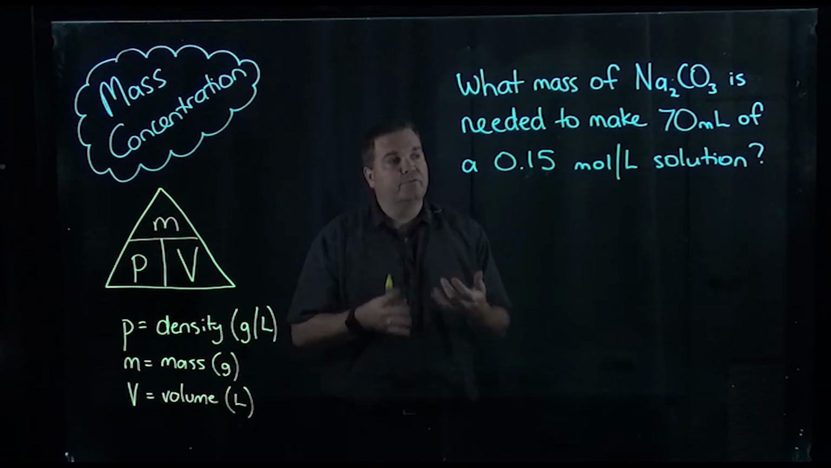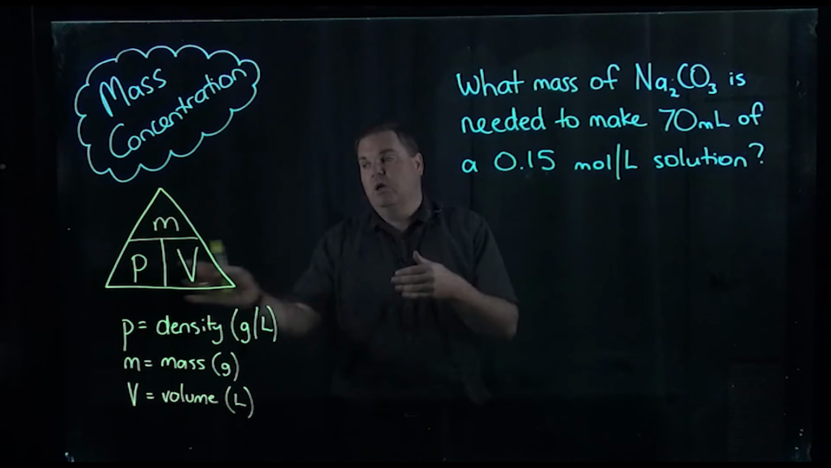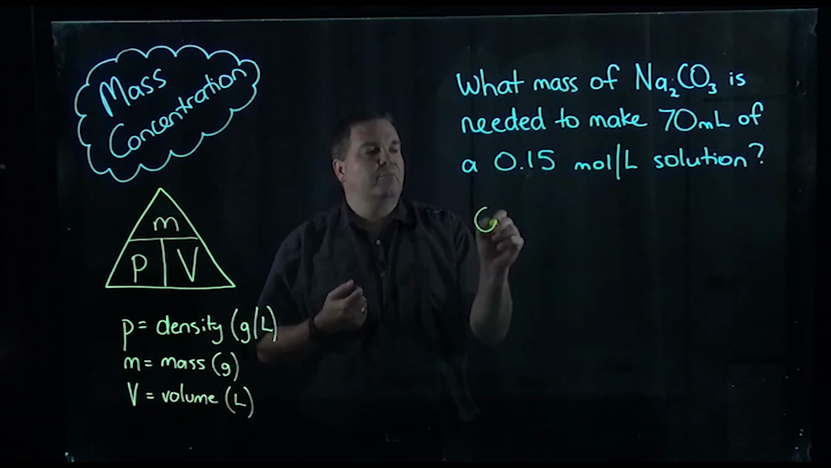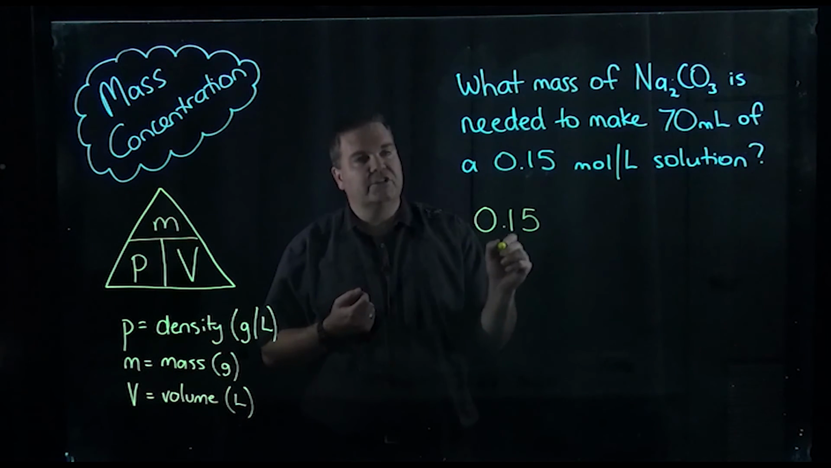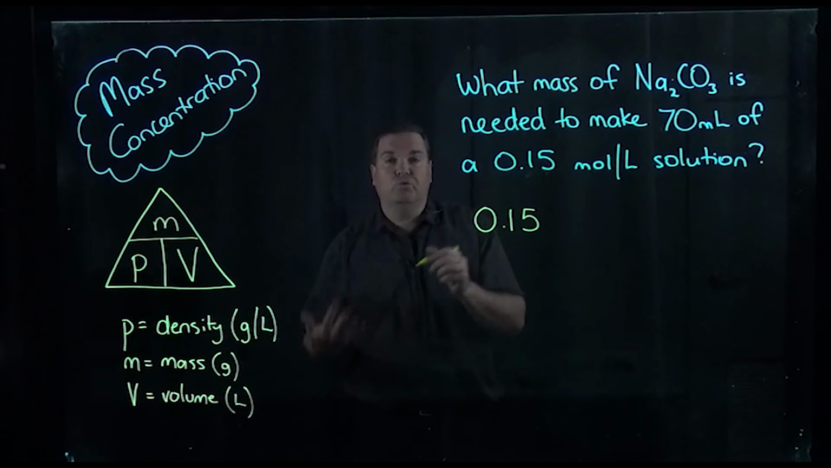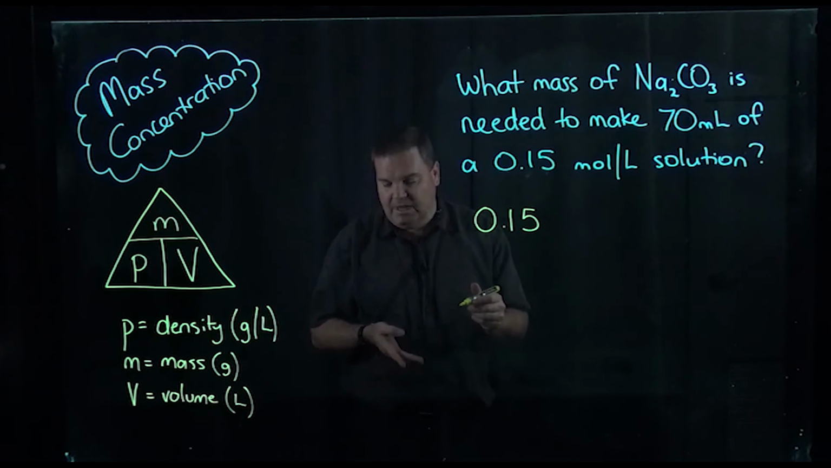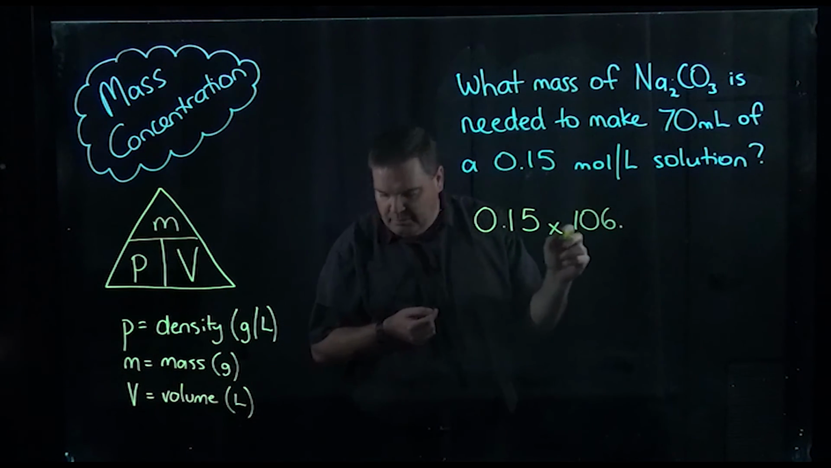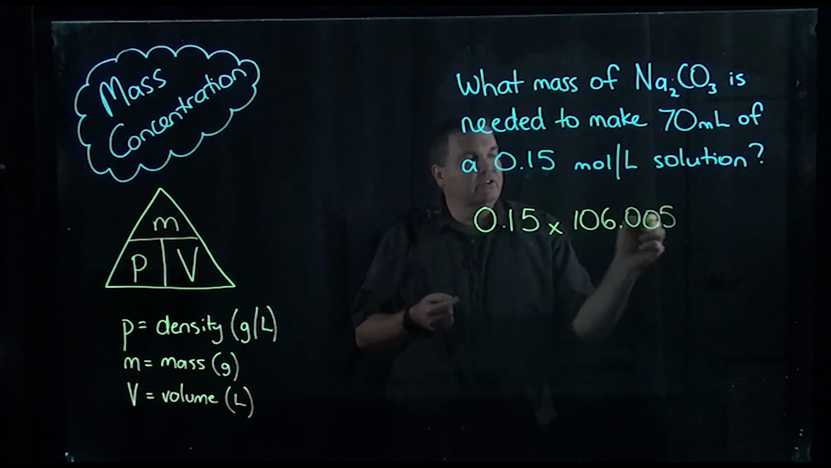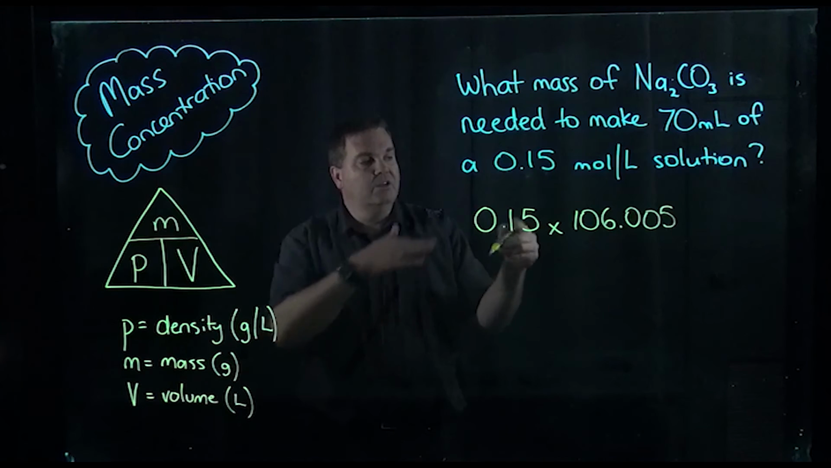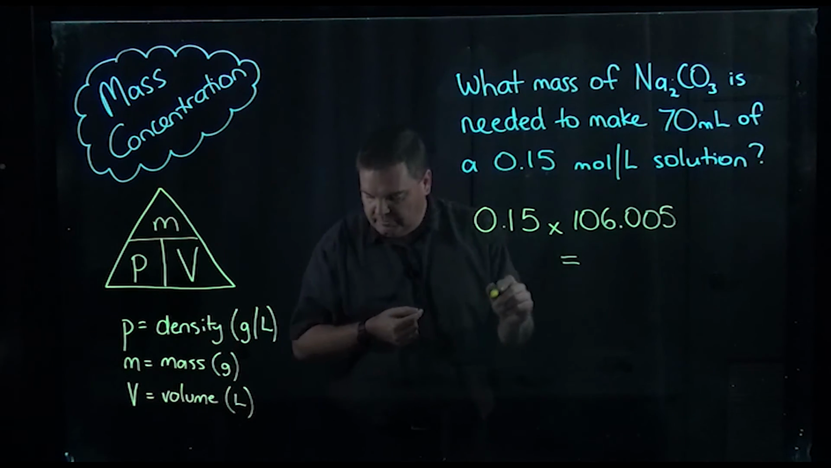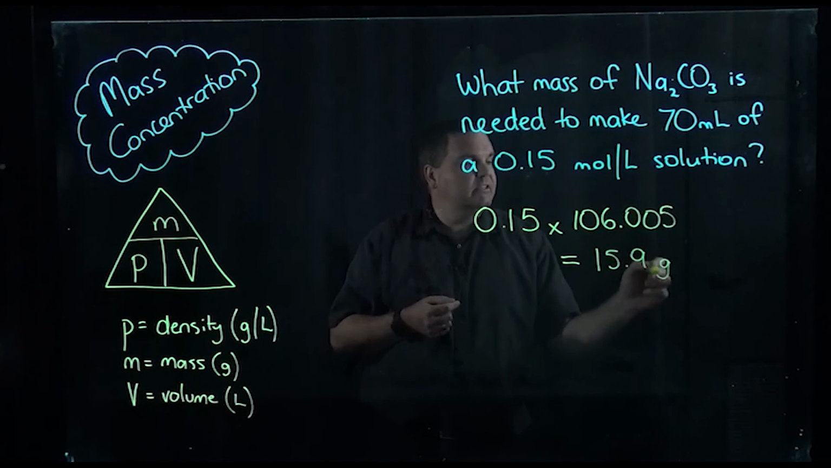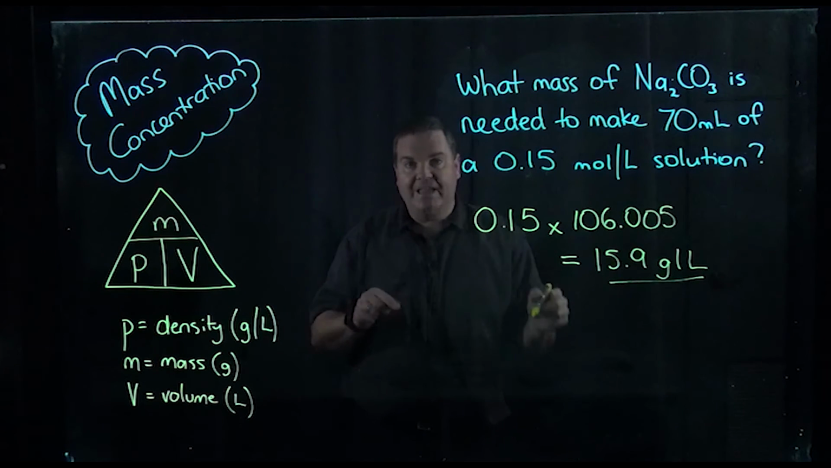Again, what we're going to do firstly this time is the conversion to mass concentration from molar concentration. We're going to take 0.15, which is our molar concentration, and to go from moles per litre to grams per litre, we need to times by the molar mass. The molar mass of sodium carbonate is 106.005. This is a really good opportunity for you to make sure you can do your molar mass calculations. If you do those, then you get a value of 15.9 grams per litre.